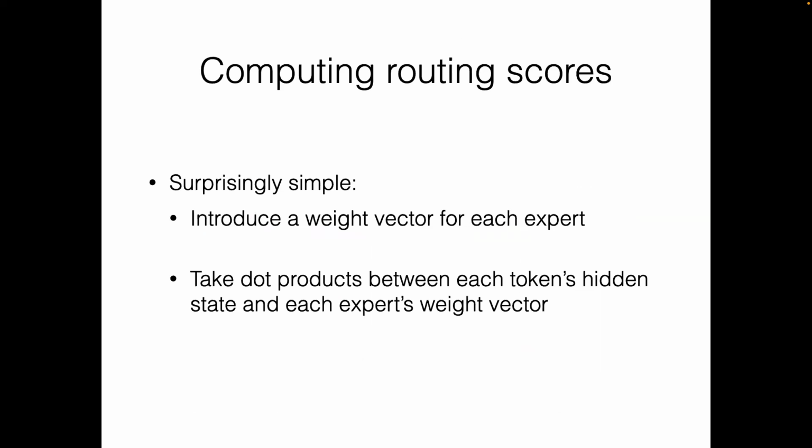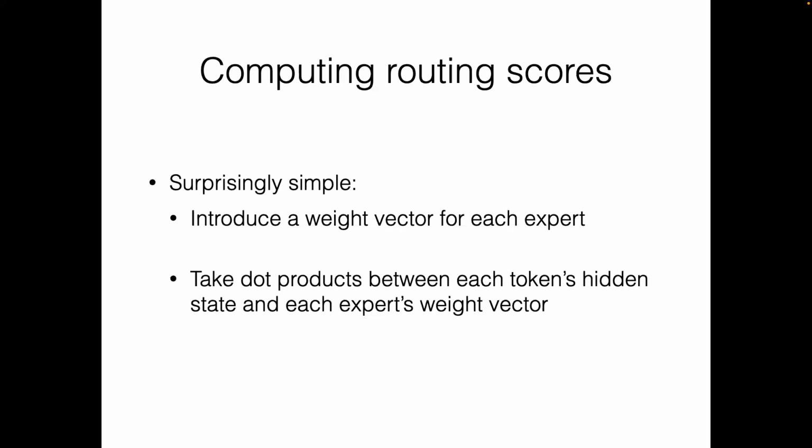Okay, so the first question is how do you compute these scores? The current method that's used ends up being really surprisingly simple. What you do is you introduce a single vector of weights for each expert.